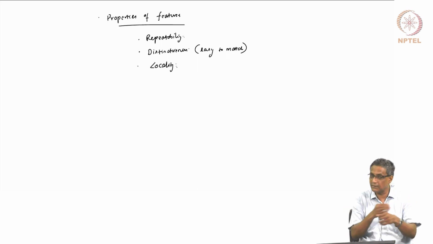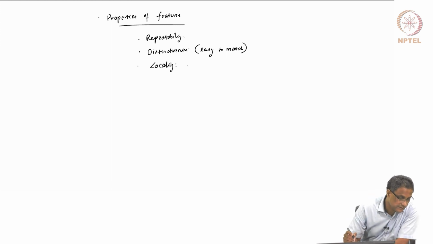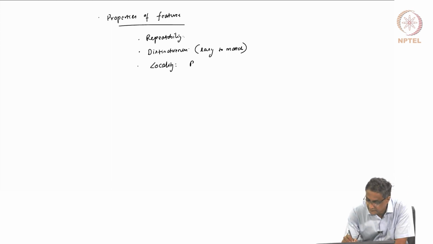Whereas if I take a global thing, there is no way to tell whether it's that object at all, because it simply will not match. So locality means being robust to occlusions, clutter, and so on.